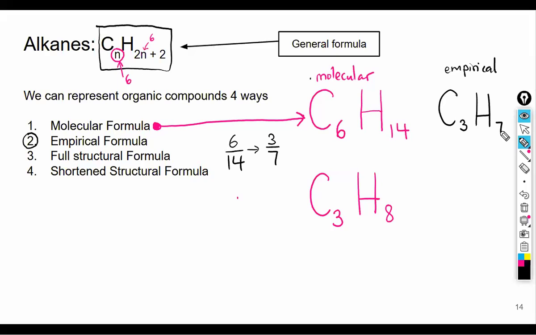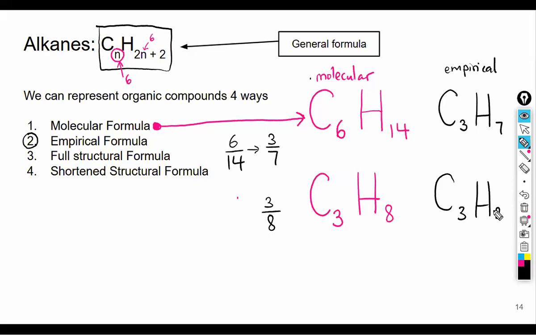The empirical formula just means you try your best to reduce it. That is all, right? For the second one, is it possible to reduce the 3 and the 8? Is it possible to reduce 3 over 8? No. If it's not possible to reduce 3 over 8, well, you just leave it as what? 3 and 8. Okay? So sometimes it's possible to reduce the molecular formula to get an empirical one, and sometimes it's just not possible. You just shrug your shoulders, don't let it bug you too much.